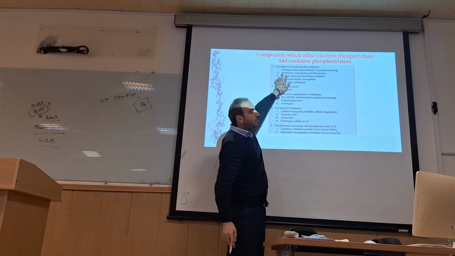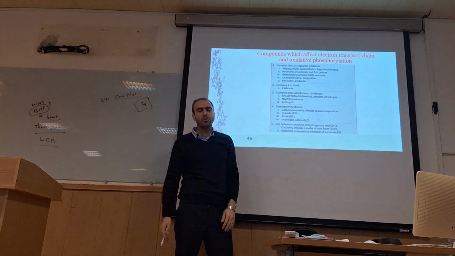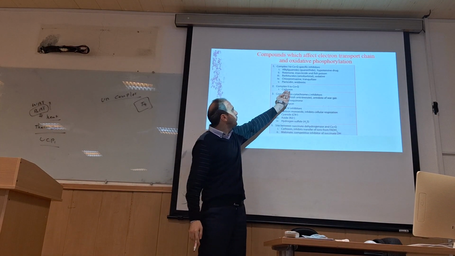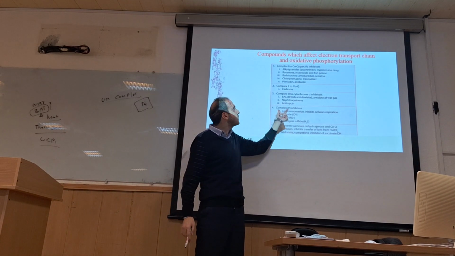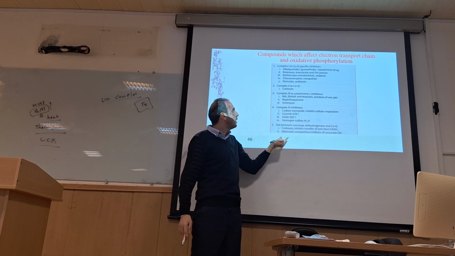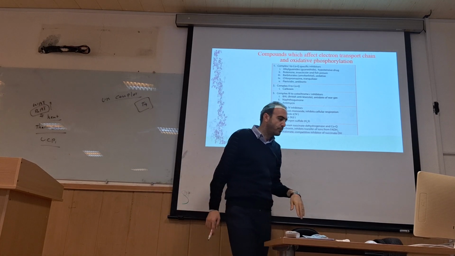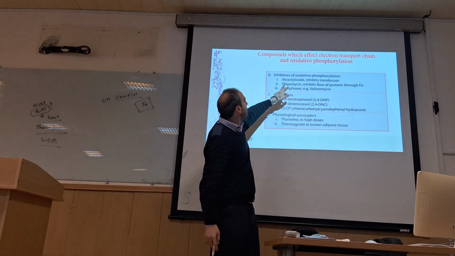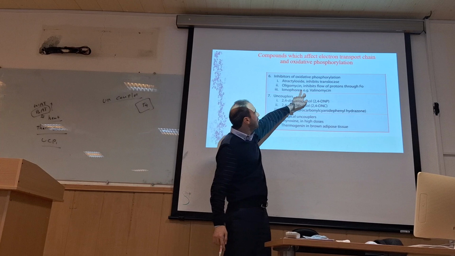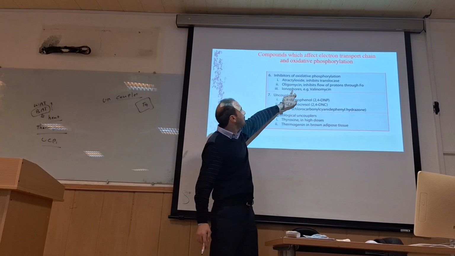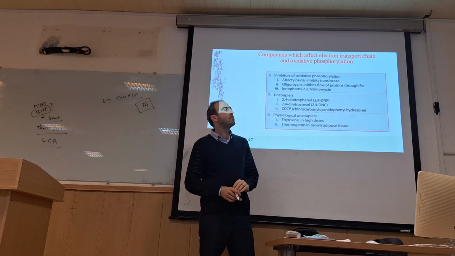Related to complex number 1, rotenone and barbiturate are more important. Complex number 2: carboxin and also malonate. And number 3, antimycin. And number 4, I told you. Inhibitors of oxidative phosphorylation: atractyloside inhibits translocase. Oligomycin inhibits F0. And ionophores, like valinomycin and gramicidin, change the proton gradient.